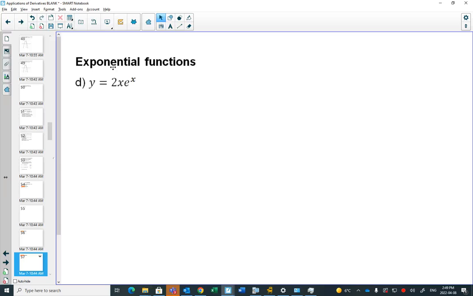For this next one, I'm going to set a domain restriction for you. If there is a domain restriction on your graph, that means you also have to label the endpoints. What happens at negative 3? What happens at 1?